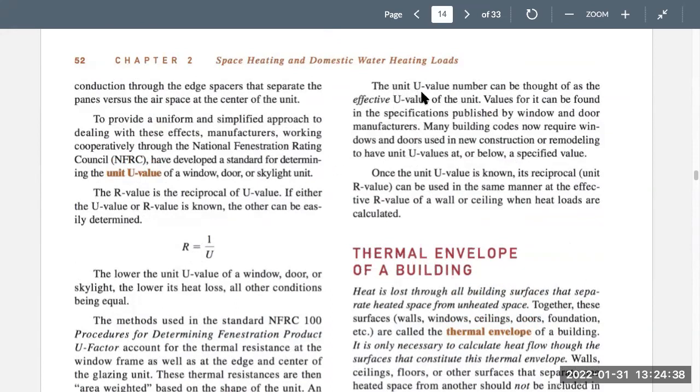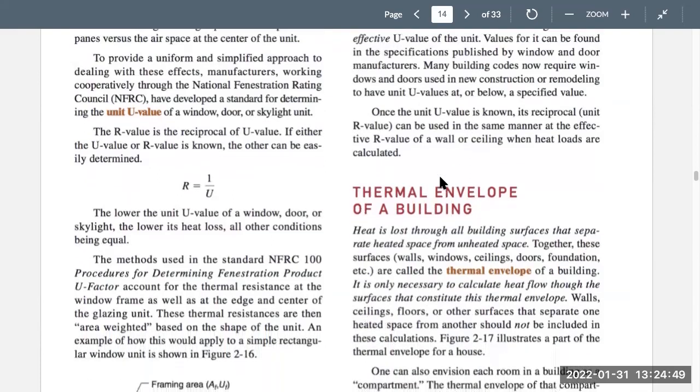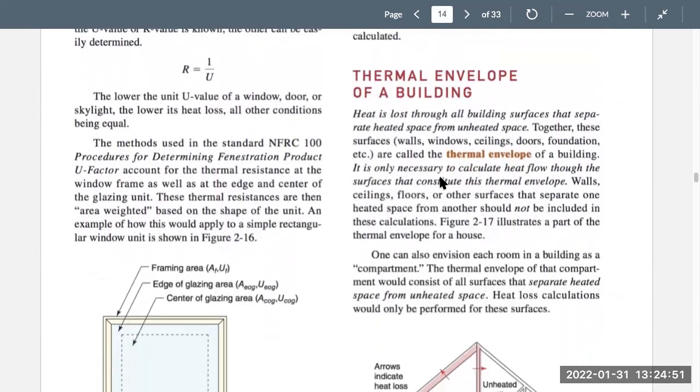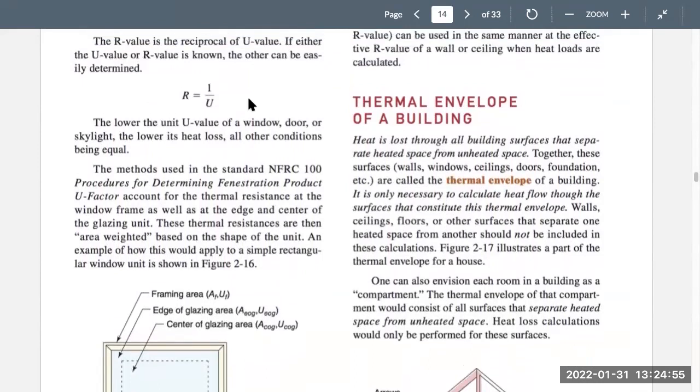So the unit U value number can be thought of as the effective U value of the unit, the same thing as the effective R value. That's pretty easy. If you don't know the window, then you're just going to have to guess what type of window it is and get it close. Is it double pane, single pane? And what are the average U values on those types of windows based on the size of the window.